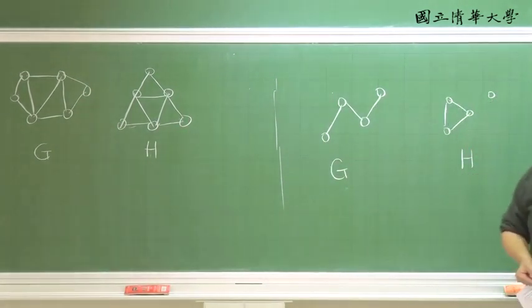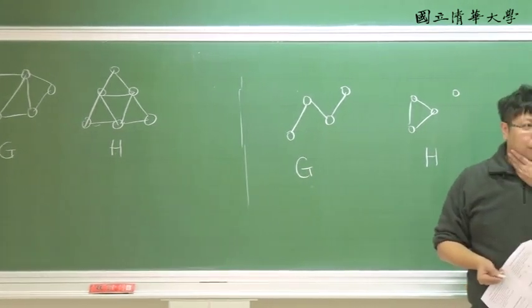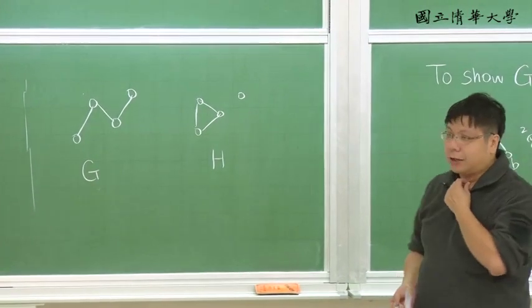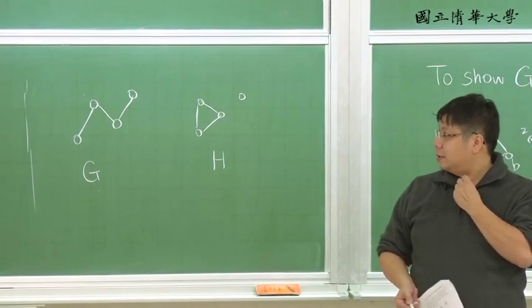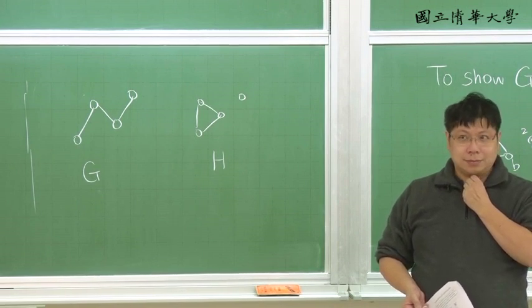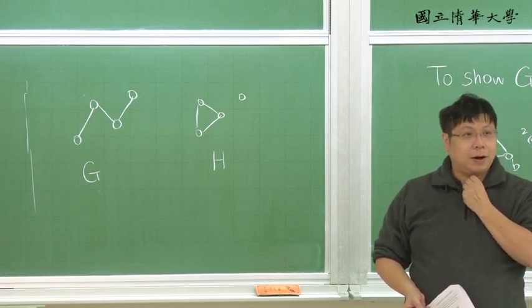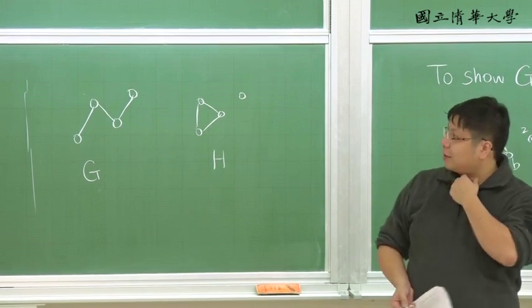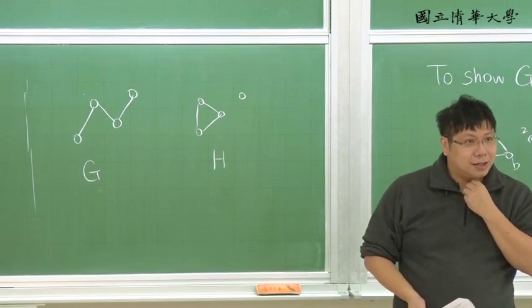But is there any simple observation that we can use to argue that they cannot be isomorphic? Number of vertices, they have the same. Both of them have 6 vertices.